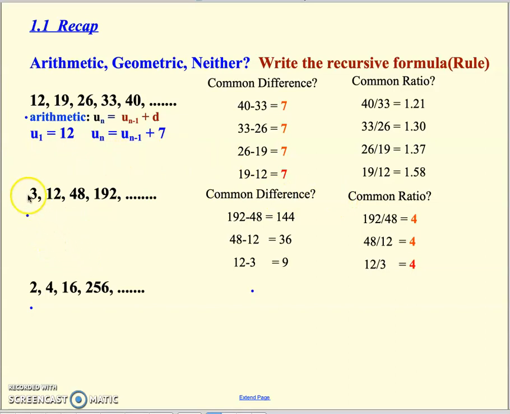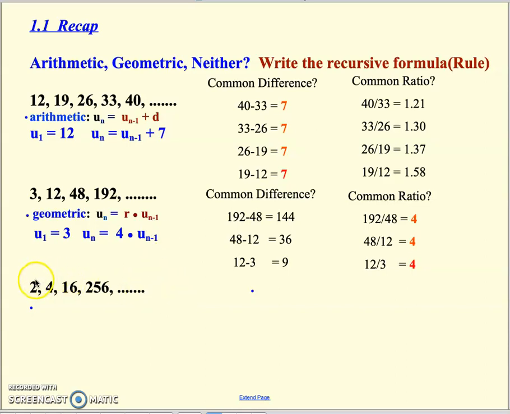So now I know what I'm doing going forward is multiplying by 4. So I know it's geometric because of the multiplication. My first term is 3, and it's 4 times the previous term. Again, keep stating that first term as part of your answer when you're writing recursive formulas or rules.